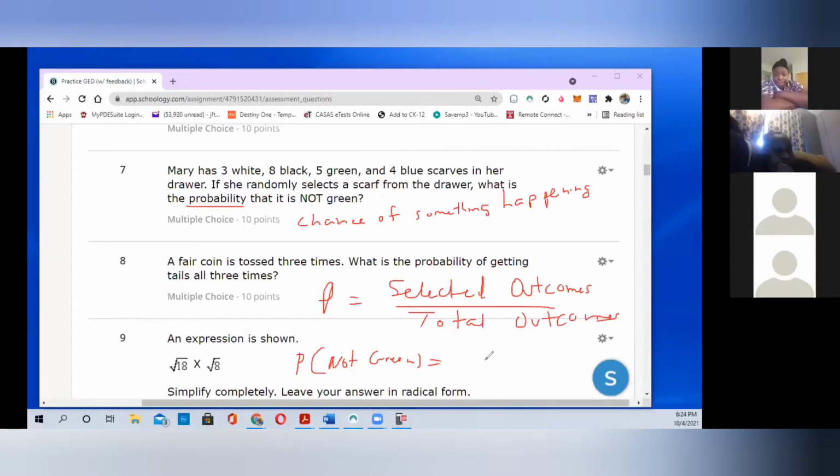But remember, probability is a ratio or a fraction. So it's 15, and how many total scarves are there? 20. So you can reduce it to lowest terms. 5 goes into 15 3 times, 5 goes into 20 4 times. So the answer you sent me was 3/4, which was correct. But this is what I want you to understand. This 3/4 is very important.